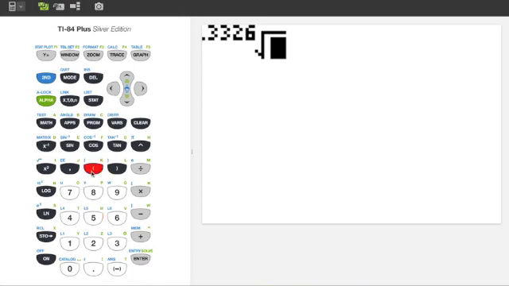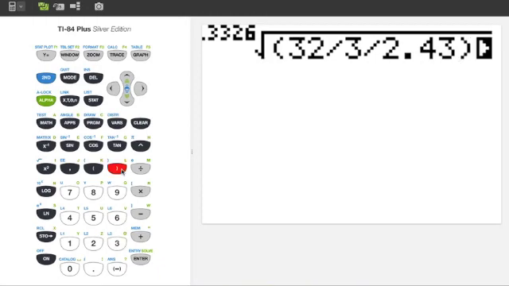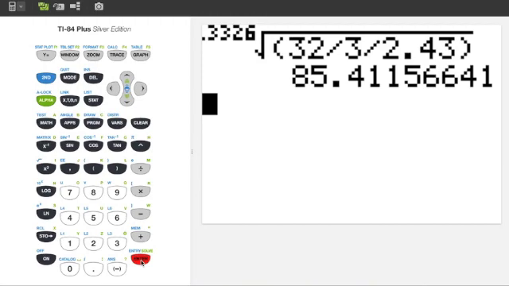Now, in there, I'm going to put parentheses. I took the 32 divided by 3, divided again by 2.43. Now close my parentheses and enter that. So it came out to 85.41156641 pounds. Okay. That is doing my calculation.